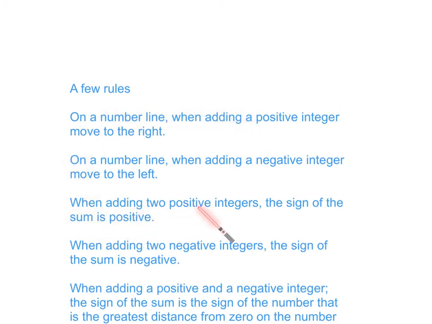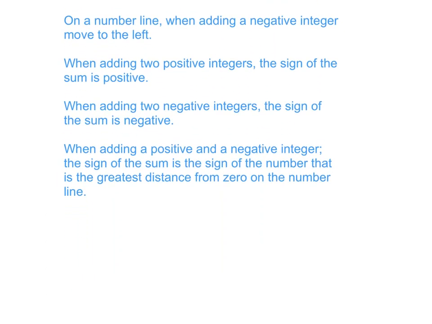When adding two positive integers, the sign of the sum is positive. This is the addition you've probably been doing all of your educational career. When adding two negative integers, the sign of the sum is negative. So if I have negative 3 and then I add negative 5, I'm just going back further. So my sum's still going to be negative. I'm not going to get to a positive.